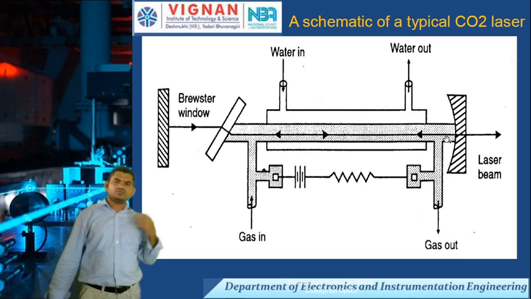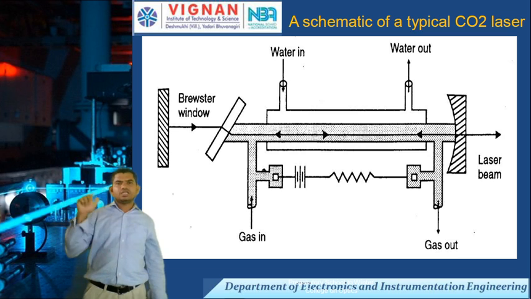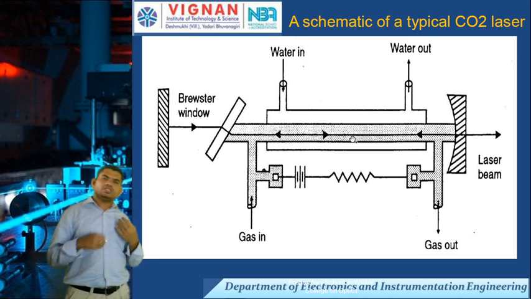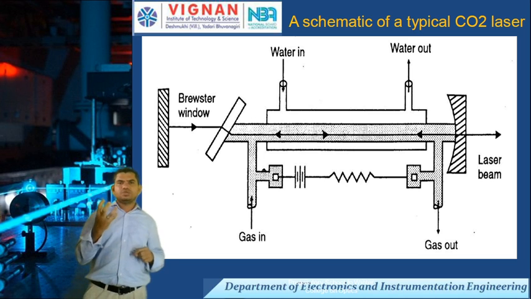The purpose of the Brewster window is to get total internal reflection. Here is a Brewster window, and there is another Brewster window at the other end, though it is not shown. Whenever the atoms or molecules are excited, the light moves toward the partially reflecting mirror. This is the fully reflecting mirror and this is the partially reflecting mirror. When we get the laser beam output, there may be a chance of a heating problem.